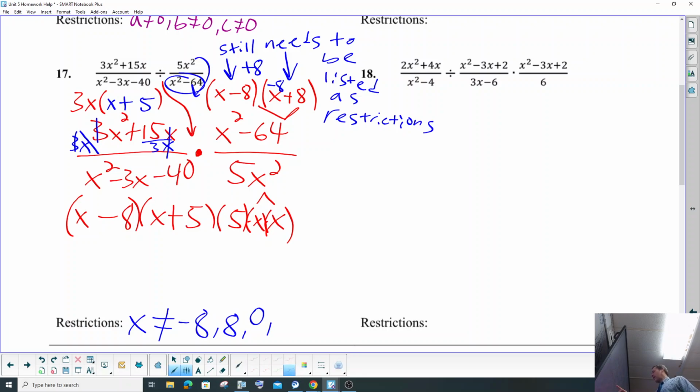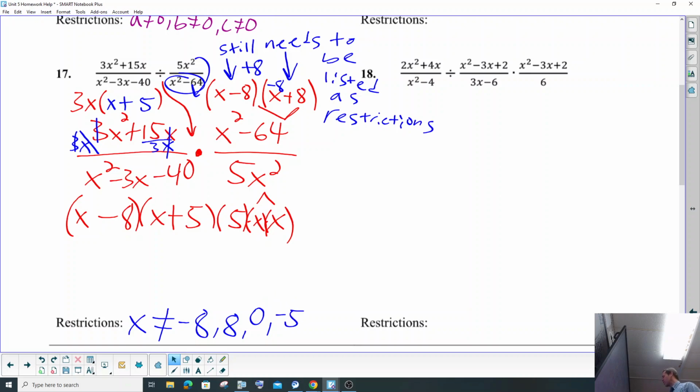What else do we have? There's our positive 8 already, so that's already there. We don't have to worry about that one. And then, let's see here. Ooh, a negative 5 would be bad, because that would make it 0 in the bottom.